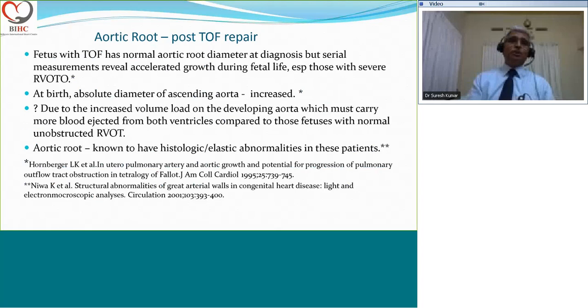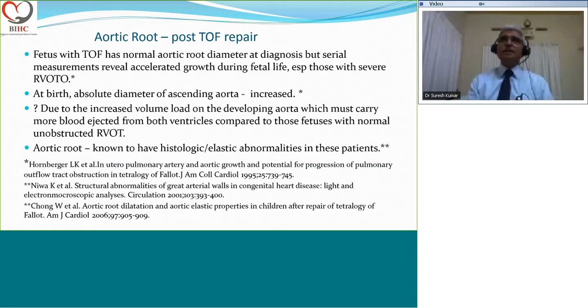What happens to the aortic root after tetralogy repair? Remember, in tetralogy and pulmonary atresia, the ascending aorta is dilated. At birth, the absolute diameter of the ascending aorta is increased. Even in the fetus, in the later stages of fetal life, you find the aorta dilating.